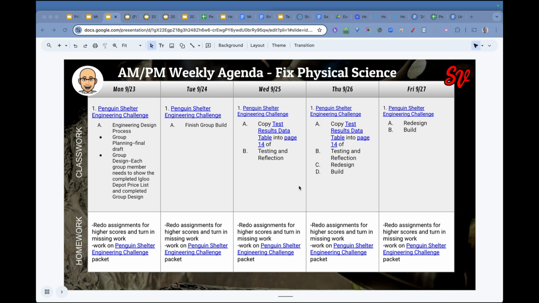This week was all about the Penguin Shelter Engineering Challenge. So students finished their group design, they finished building their shelter based on the costs that they were going to spend for their various materials. And then on Tuesday, they tested their shelter. So let's take a look at that testing process.